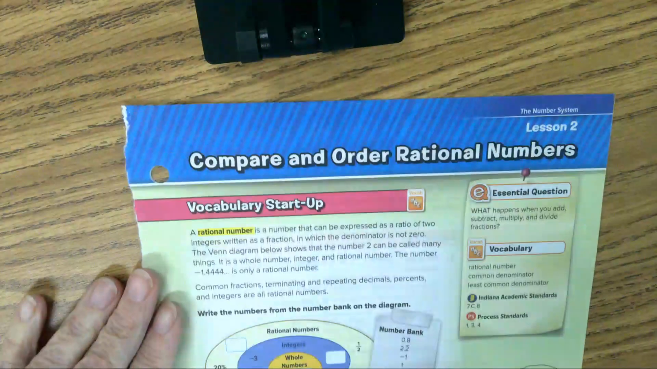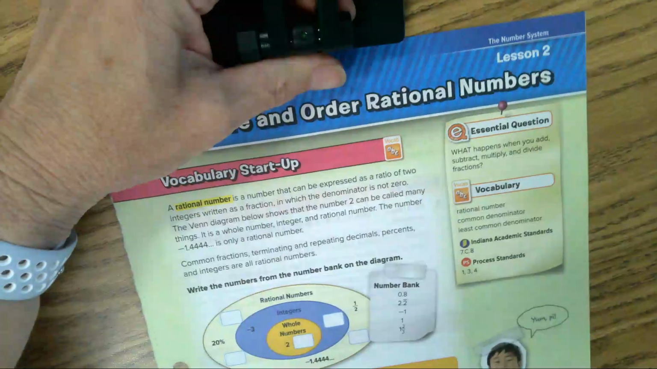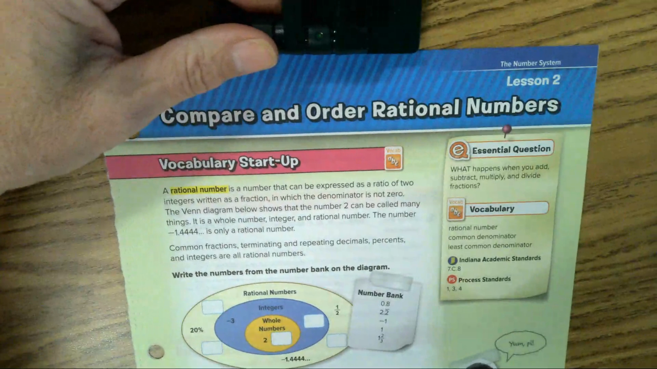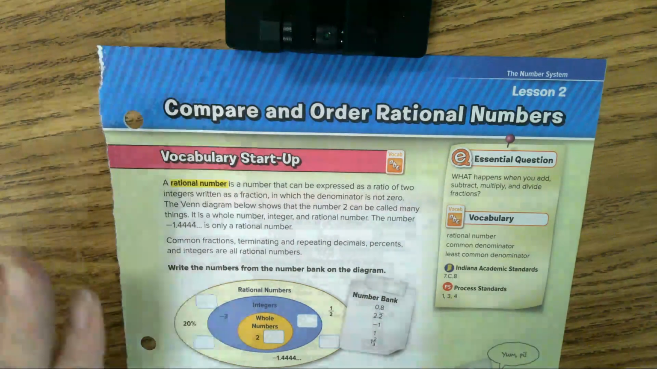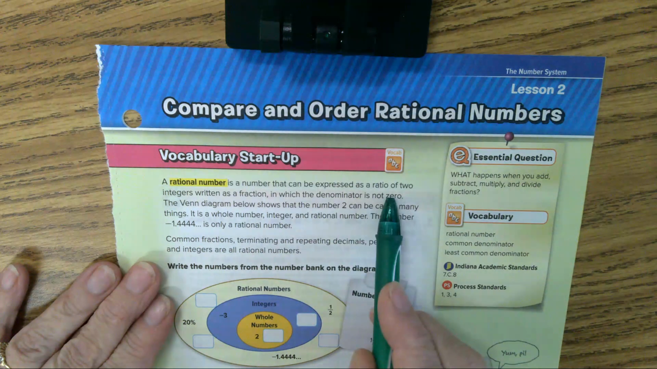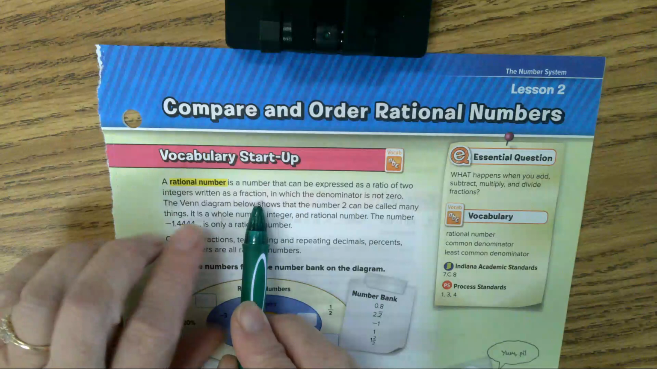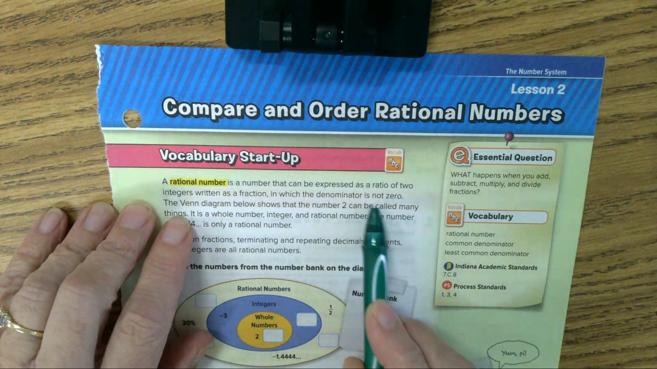All right, a new term that you're not familiar with is rational numbers. We talked briefly about it a couple weeks ago. We're going to go into more detail at this time. A rational number is a number that can be expressed as a ratio of two integers written as a fraction, in which the denominator is not zero.